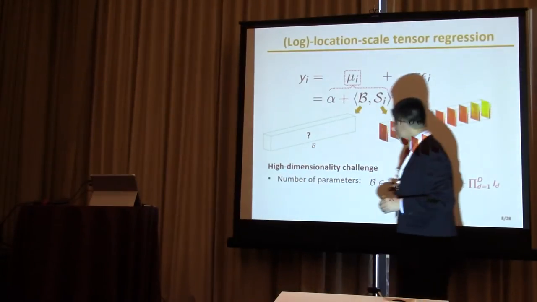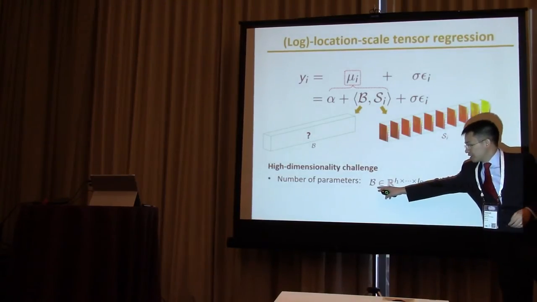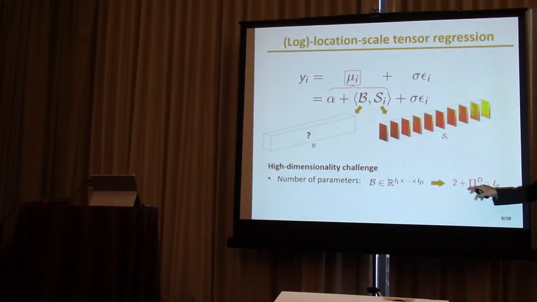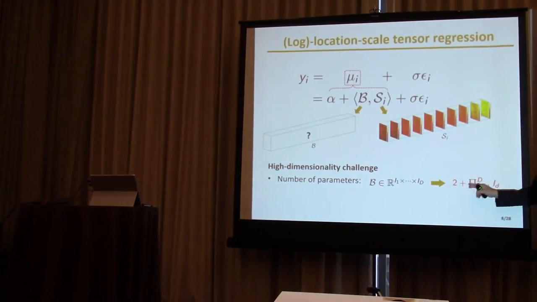The equation here shows the number of parameters in that coefficient tensor if we say the dimension of the tensor is I1 by I2 by ... by ID. And the 2 here represents the intercept and the scale parameter, and this part is the number of elements in the tensor. As an example, we have 20 images, and each image has 20 by 20 pixels. So how many elements are there to estimate? It's 8,000. So you can see that it's a very large number. And given the fact that the sample size is very limited, it's hard to estimate this model.